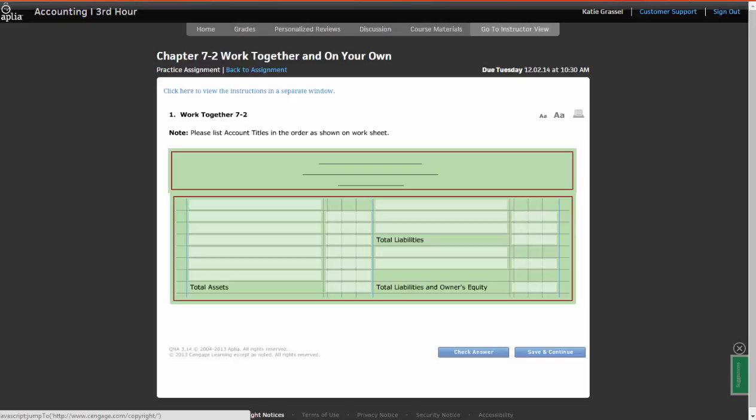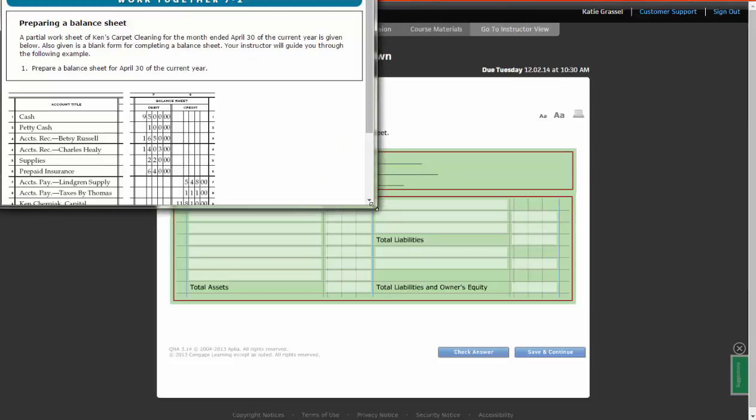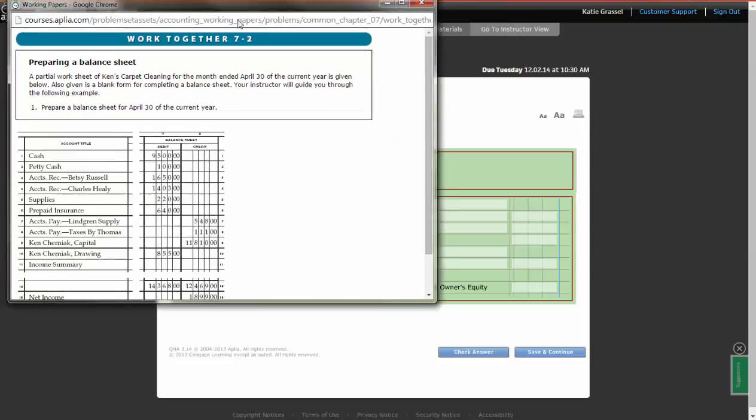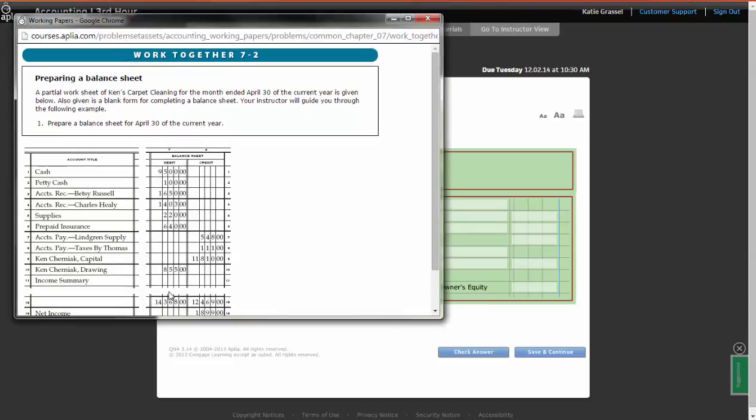Okay, let's go ahead and open up those instructions. And you will see that we have a partial worksheet for Ken's Carpet Cleaning for the month ended April 30th of the current year. We also have a blank form for completing our balance sheet. I will guide you through the following example. It says, prepare a balance sheet for April 30th of the current year.